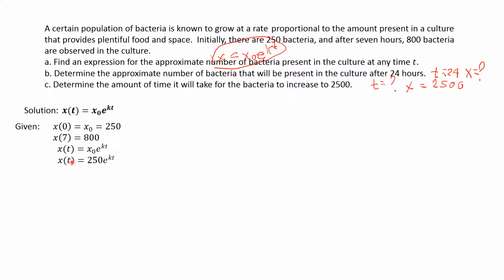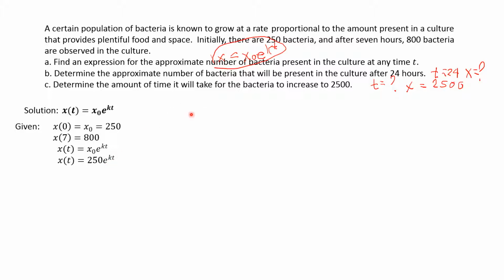So this is the model that we're going to use. X sub T is X sub 0 e to the KT. For X sub T, we know X sub 0 already. X sub 0 is 250. That's 250 e to the KT. Our problem is to determine K.